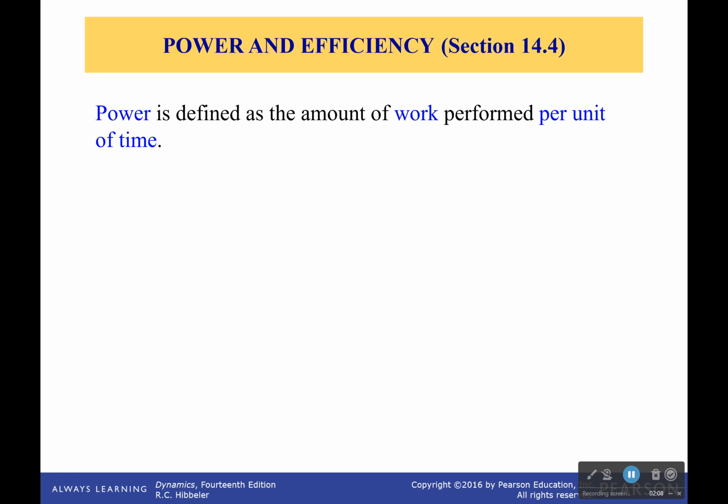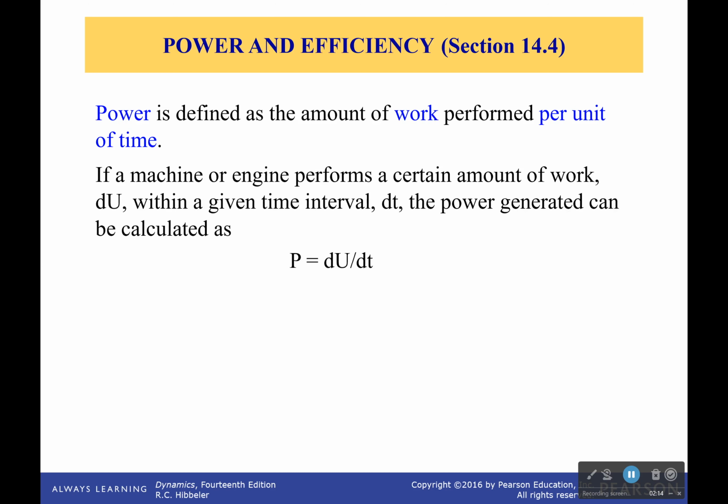So, power is defined as the amount of work performed per unit of time. So, if a machine performs a certain amount of work, which we're going to call dU, and it's over a given interval dt, then the power is simply this.